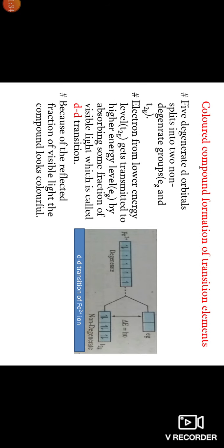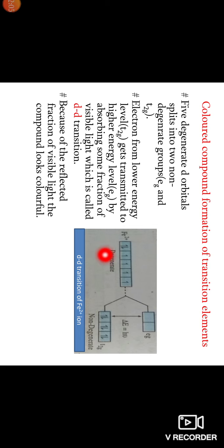Now we shall discuss another very important point. Transition elements can form colored compounds. How can they form colored compounds? Before understanding that, we have to know some terms. Actually, the orbitals of the same sublevel have the same energy. Look at this, the 3d orbital of iron containing 6 electrons, and all the 3d orbitals have the same amount of energy.